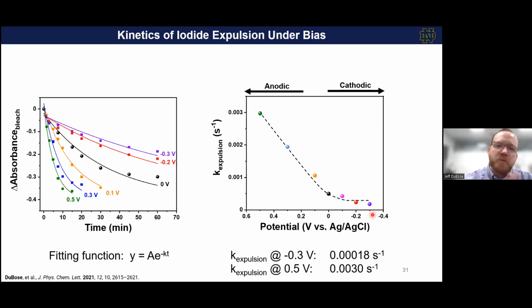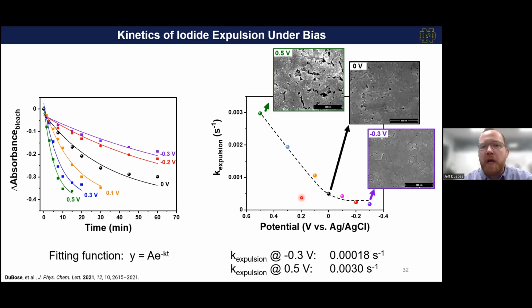And not only does the rate change, but if we actually look at the films morphologically through SEM, in the case where we apply the 0.5 volts versus silver chloride, we get the most degree of phase segregation, we get the most dissolution and basically chewing up of the perovskite film. Whereas if we apply 0 volts versus silver chloride, right, you still see some pinholes, right? There is still that phase segregation process happening and the iodide expulsion, but not nearly to the same degree. And of course, in the case of negative 0.3 volts versus silver chloride, where we suppress phase segregation to a very large degree, we basically maintain the morphology of the system.